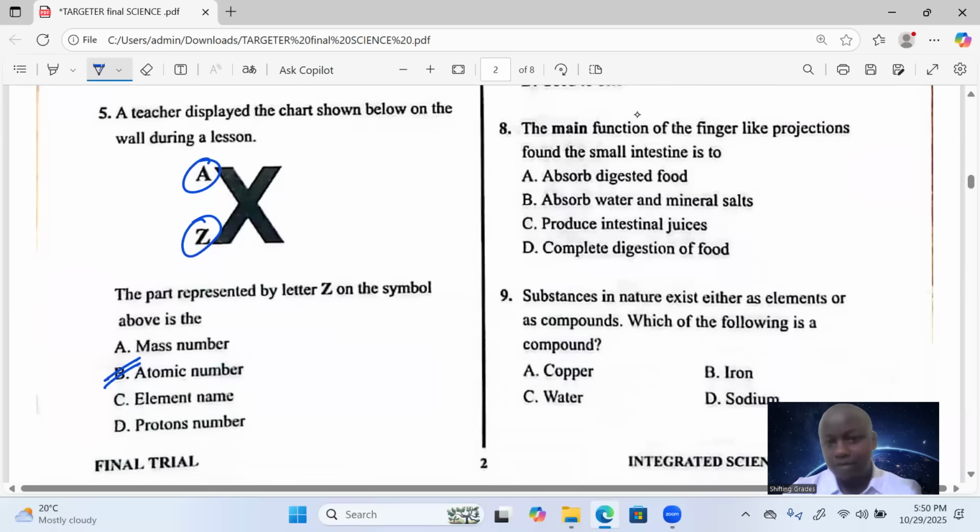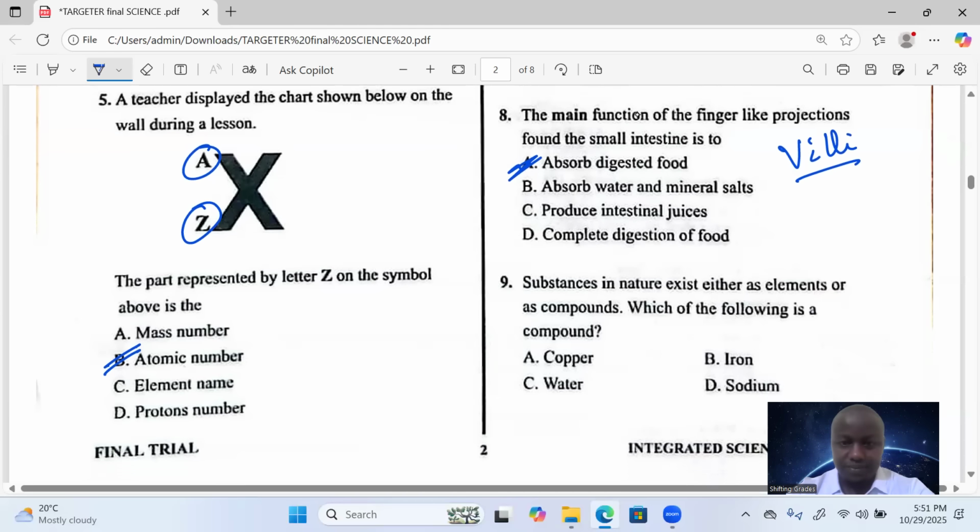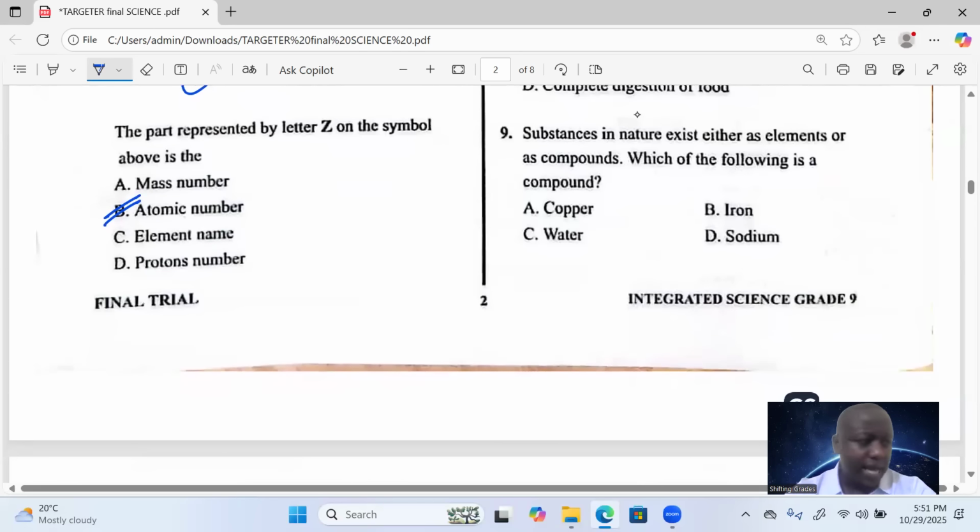Look at number 8. The main function of the finger-like projections found in the small intestines is to, these finger-like projections are usually called the villi. And their function is usually to increase surface area for absorption of digested food. Water and mineral salts are absorbed in the large intestines, not in the small intestines. Look at number 9, ladies and gentlemen.